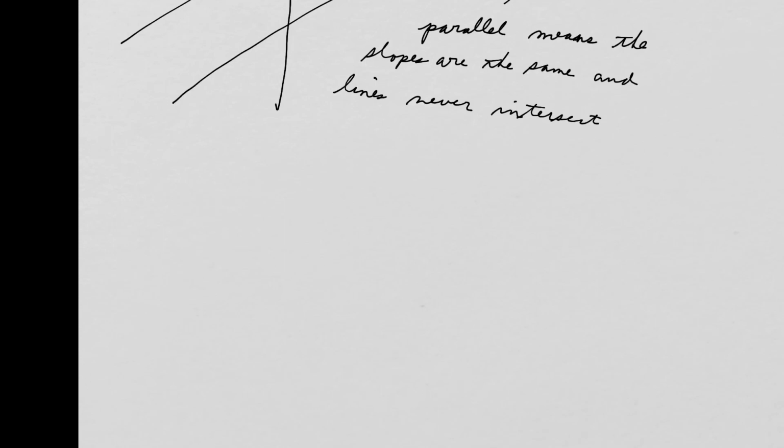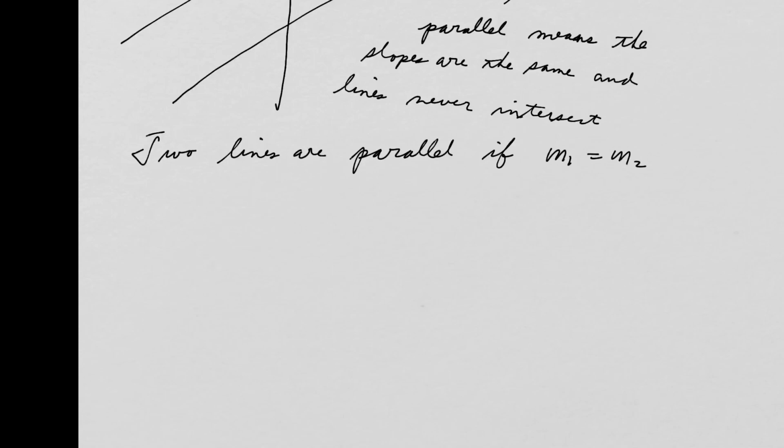So how do we determine the test to see whether something is parallel or perpendicular? Well, two lines are parallel if, and we kind of said it above, m1 equals m2, right? The slopes are the same. And we also have to say that the y-intercepts, the b's, can't be the same. They must be different. b1 is not equal to b2.